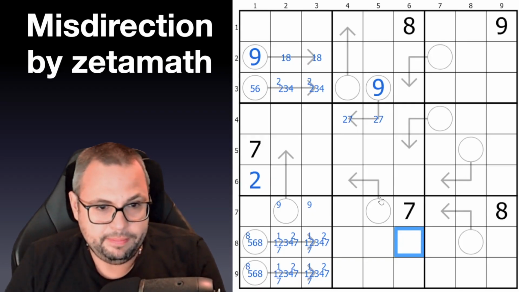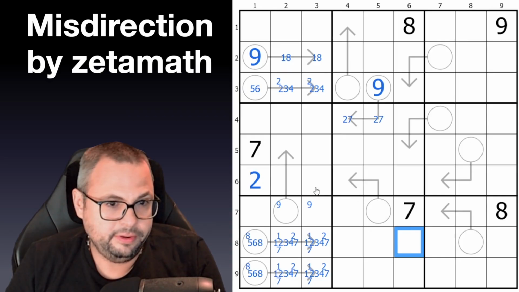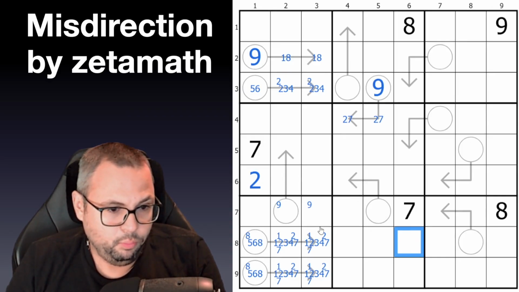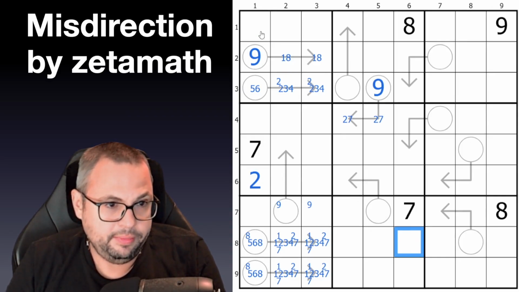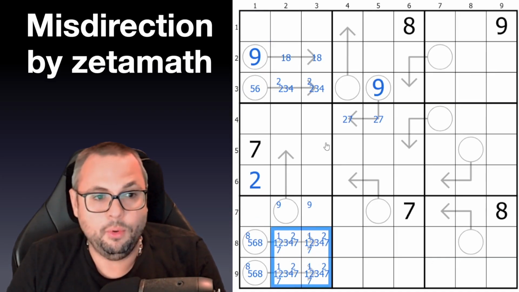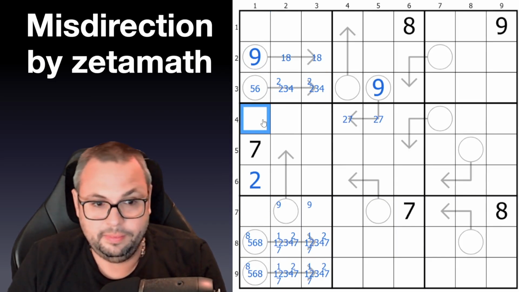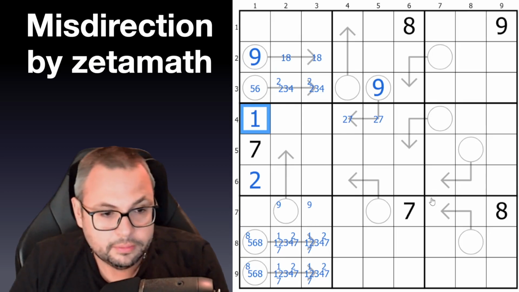Now, having made that argument, we can do something similar with 1. Namely, we know that's not 1, and that's not 1, because we need the 1 for my arrows here. The only spot for 1 in this column, given the arrows, is there.